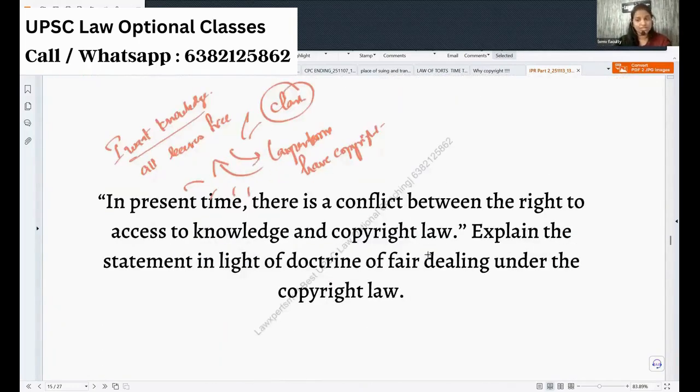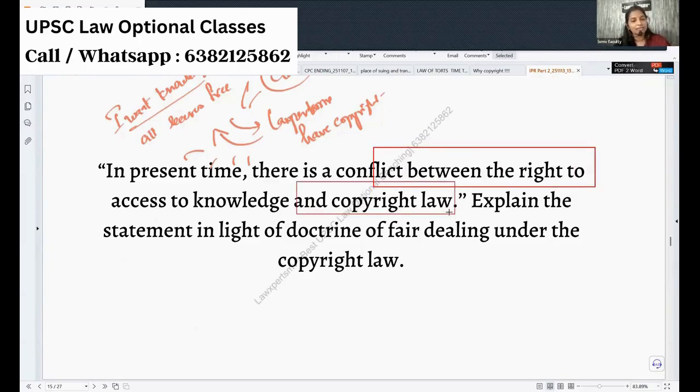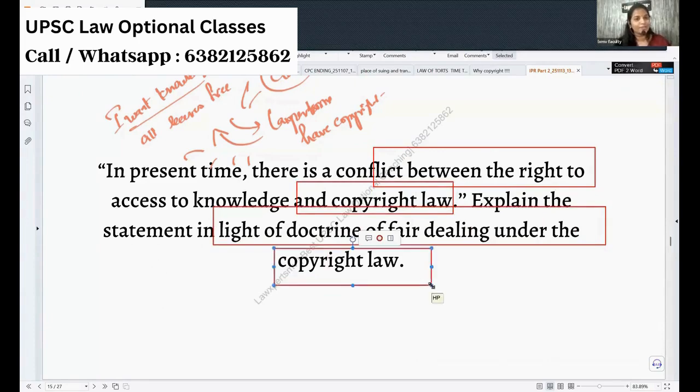Now, coming to the next question, the reason I'm going with question headings is that if you cover every section of copyright, that's not useful. So what we are doing is taking previous year questions and concentrating on that area. Okay. So in the present time, there is a conflict between the right to access of knowledge and copyright law. Explain the statement in light of the doctrine of fair dealing under the copyright law.